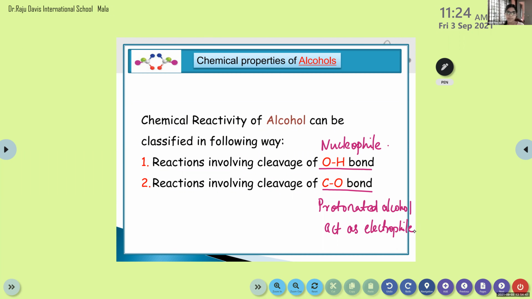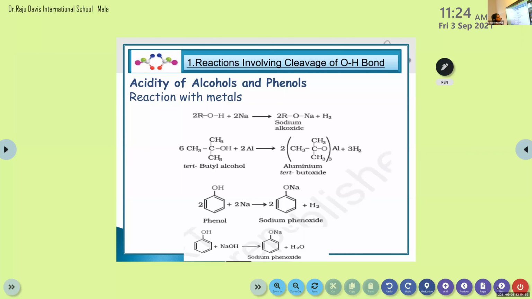Yes, ma'am. So first we are going to learn the reactions involving the cleavage of the OH bond. In all these reactions, the OH bond will break. First one is acidity of alcohols and phenols. In this section, first we will deal with the reaction with metals. Here, alcohols and phenols will react with active metals.